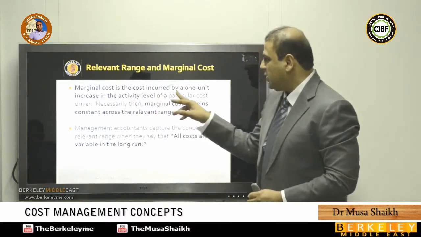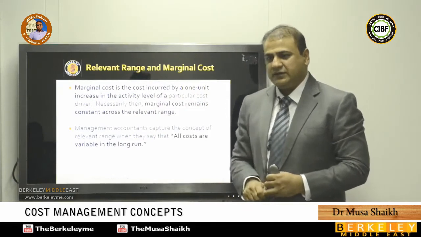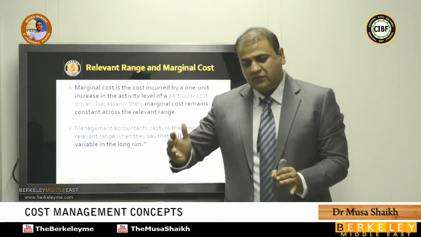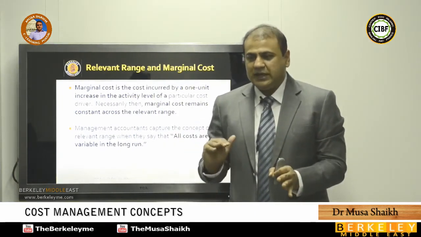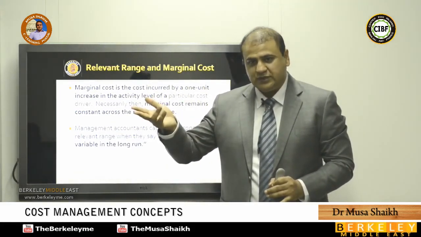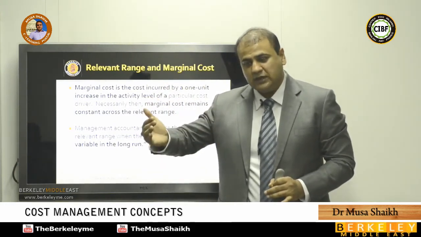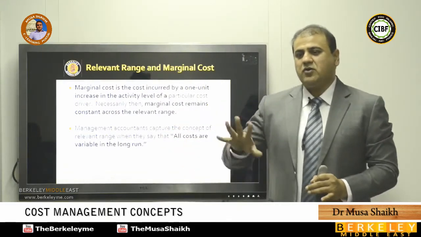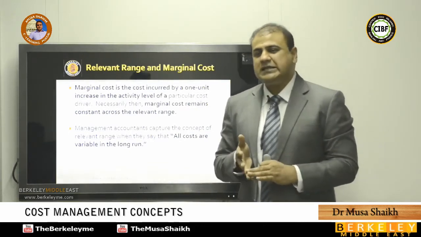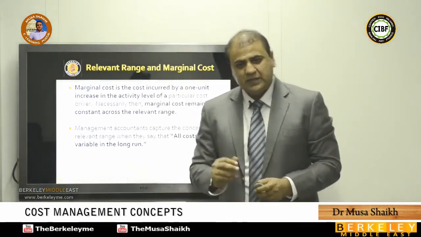So marginal cost is the cost incurred by a one unit increase in the activity level of a particular cost driver. If you are inviting 100 guests, that is a planned cost and you will get a lower cost per unit. But anything unplanned will always be higher than the normal one, and that higher cost of an additional unit is called marginal cost. Marginal cost, incremental cost and additional cost are three names for the same thing.